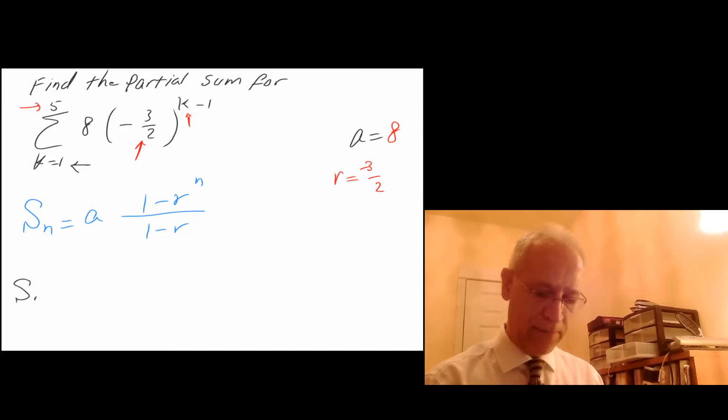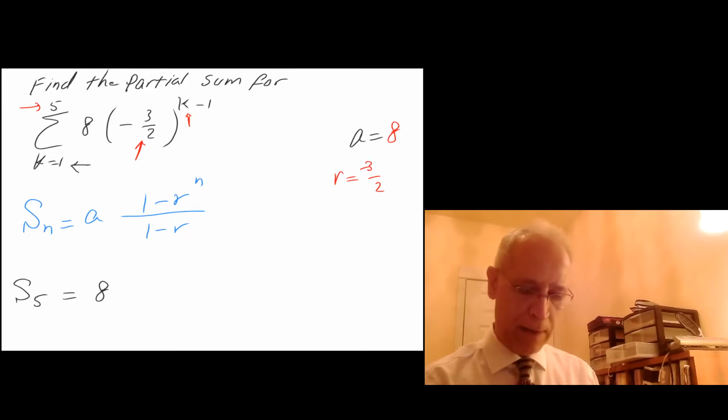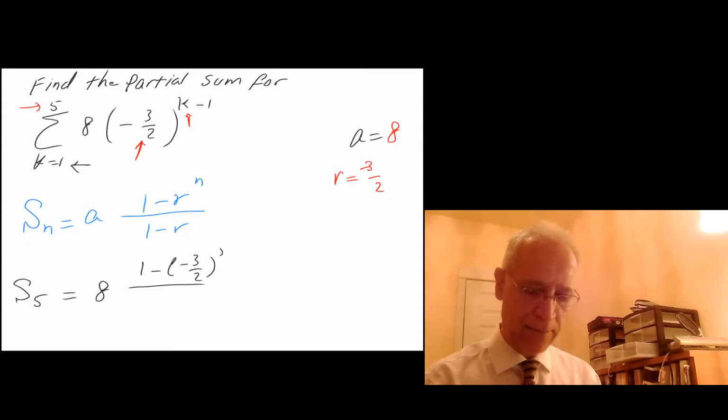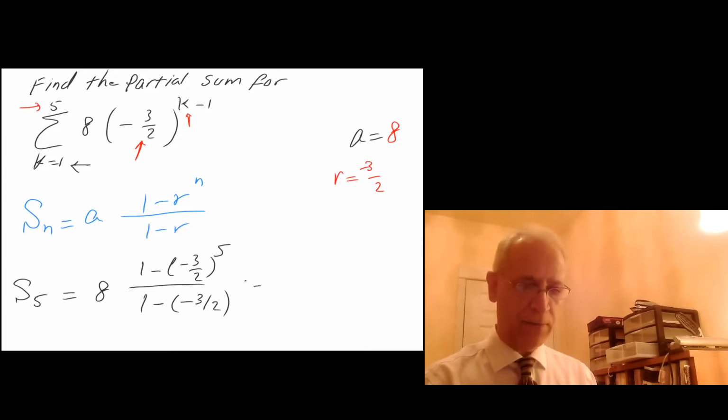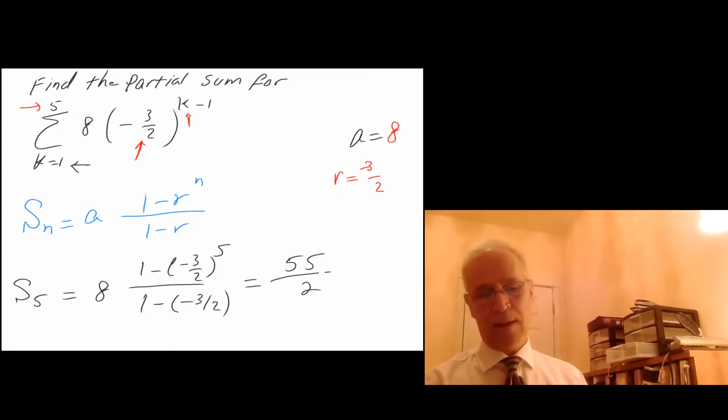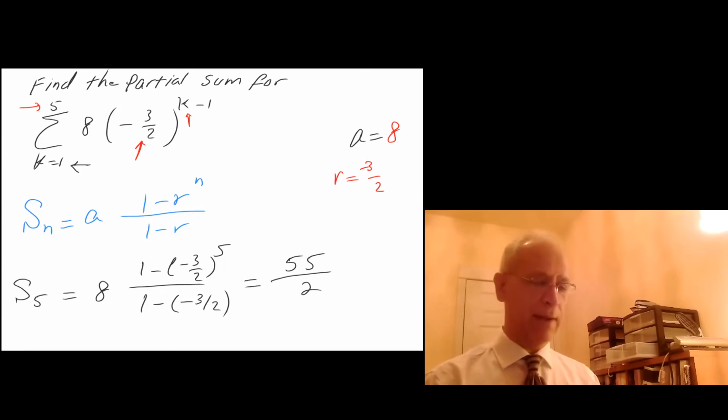So let's go ahead and plug these numbers in. S sub 5 equals the first term, in this case 8, times 1 minus negative 3 half to the power of 5 over 1 minus negative 3 half. Simplify that and you will get 55 over 2. I think we have time for one last one. Let's do another sigma notation.